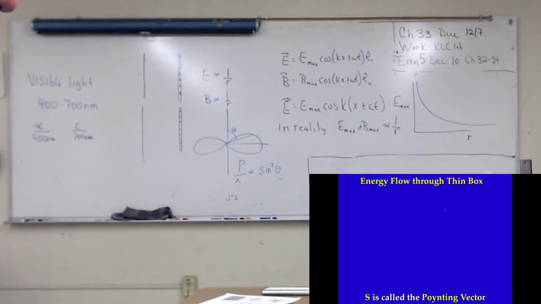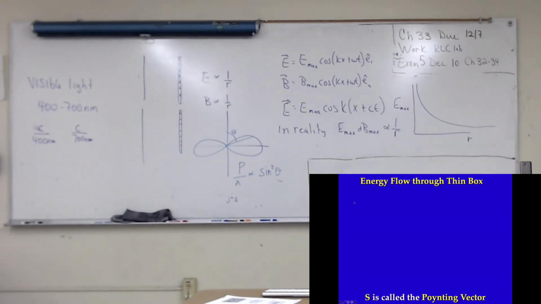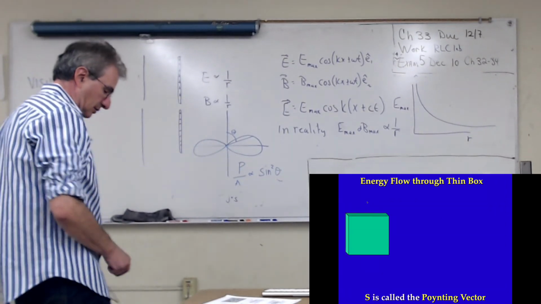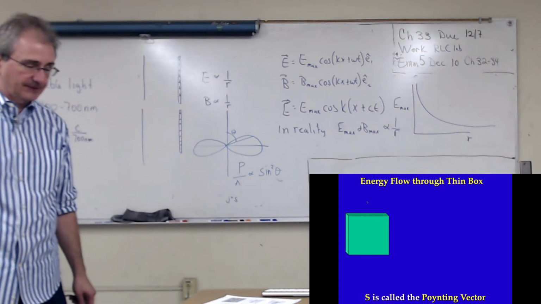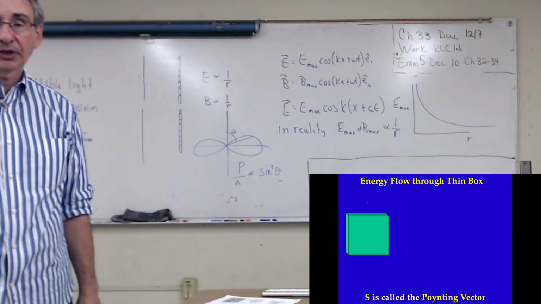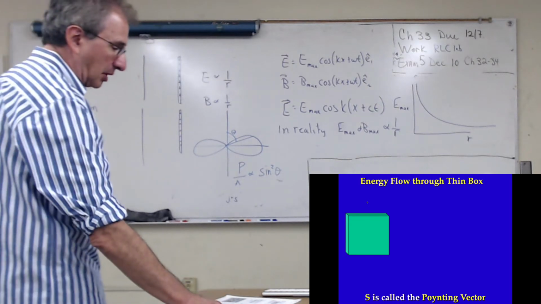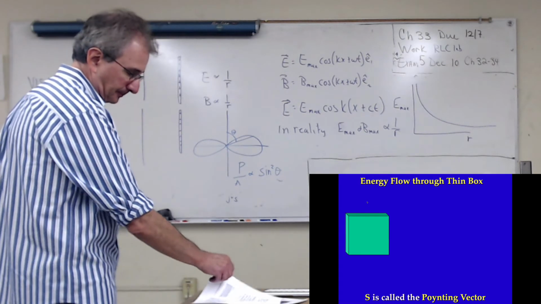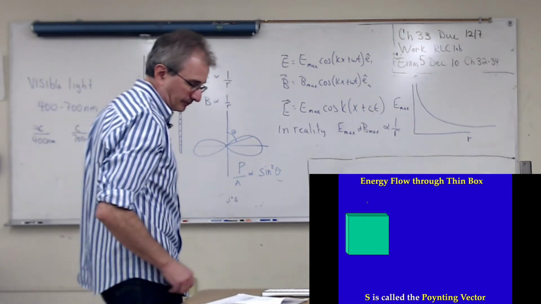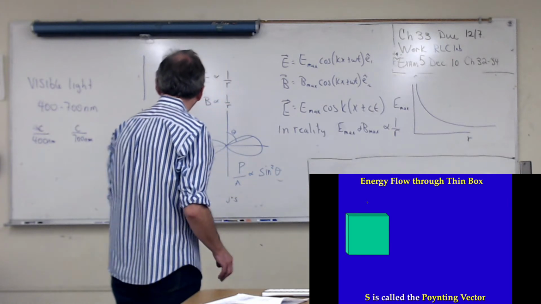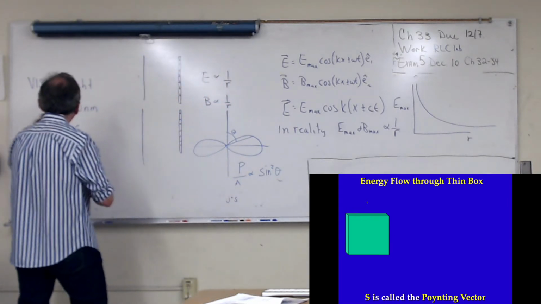I want to talk about the energy flow of the electromagnetic waves through a thin box. So imagine we have energy going through a thin box. I want to look at the power per unit area going through our thin box.